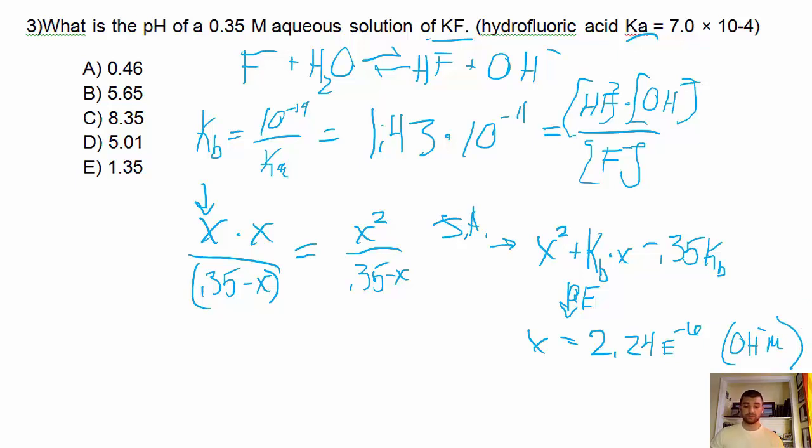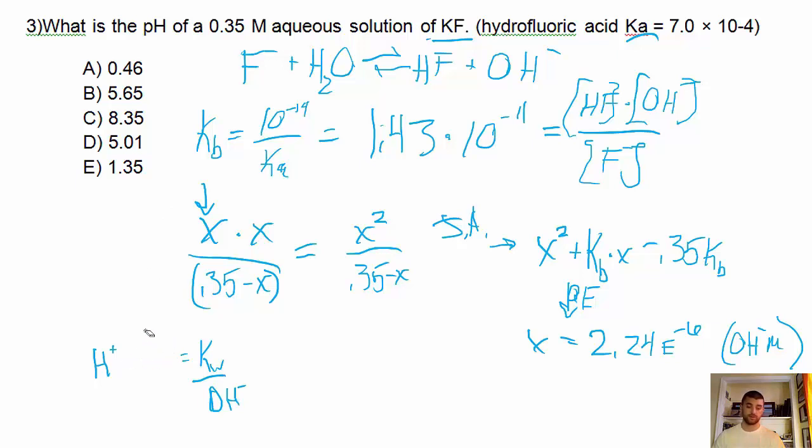So now, if I want pH, there's a couple of different ways that I can do this. One is to take the pOH and then figure out the pH that way. The other way is, if I know the OH minus, I can figure out the H plus concentration. I'm going to do it that way. I know H plus times OH minus has to equal that Kw, which is 10 to the minus 14. So H plus has to equal Kw over the OH minus concentration.